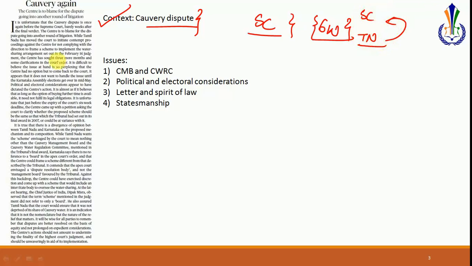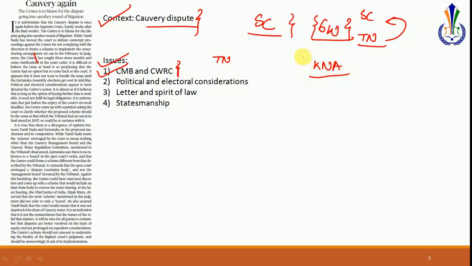That is the entire controversy here. Now coming to the issues, the first issue is with regards to the Kaveri Management Board and the Kaveri Water Regulation Committee. Now, as obvious, the center has not formed these two bodies. This is a prime and a core demand of Tamil Nadu, whereas Karnataka was against the formation of these bodies.